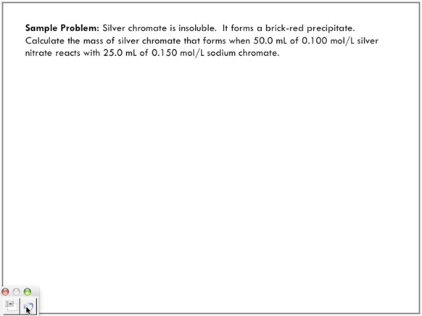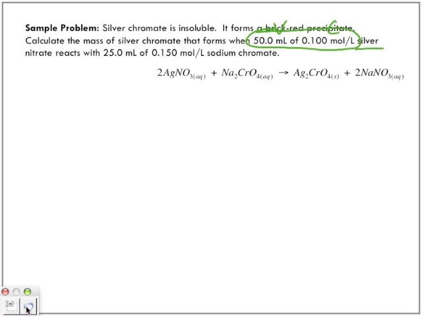So the first step, what we want to do is come up with our equation. So here is our equation. It's really important that you're really careful when putting together your formulas and writing out your equations. Now, we have information on our two reactants. We've got 50.0 milliliters, so we've got the volume here. We've got the concentration of silver nitrate.